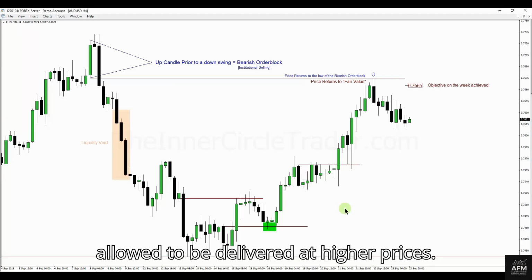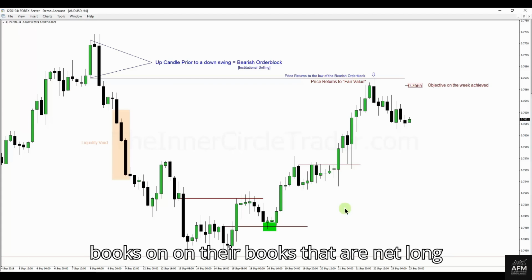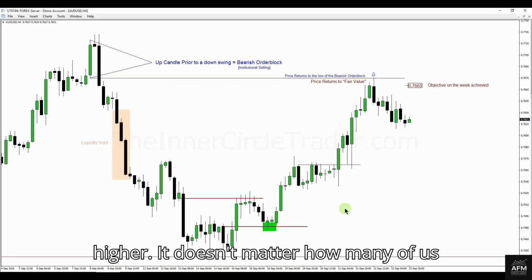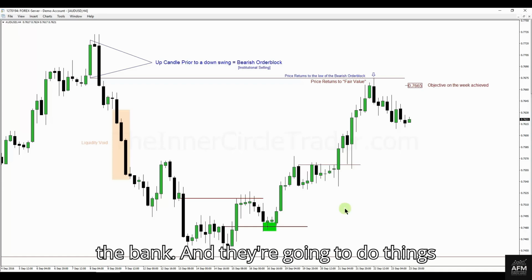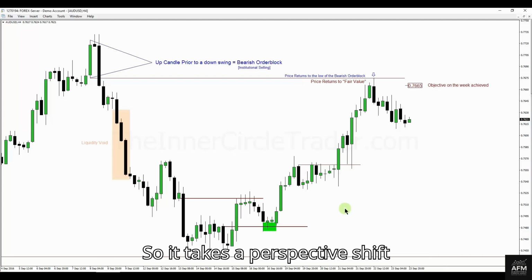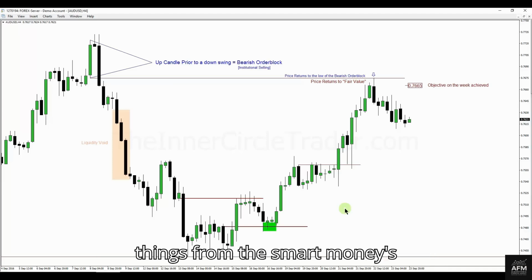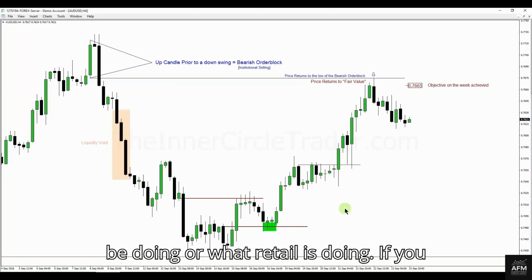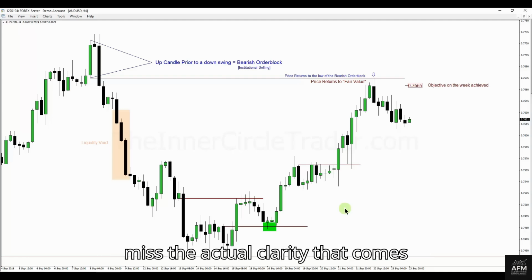That's the only reason why price is allowed to be delivered at higher prices, because the market makers, the banks, have books on their books that are net long, and it's in their interest to see price higher. It doesn't matter how many of us buy, the price is going to be set by the bank, and they're going to do things to line their own pockets and not yours. So it takes a perspective shift, and it gets back to that market efficiency paradigm I started you with in this mentorship, that you have to view things from the smart money's perspective, not what retail should be doing or what retail is doing.